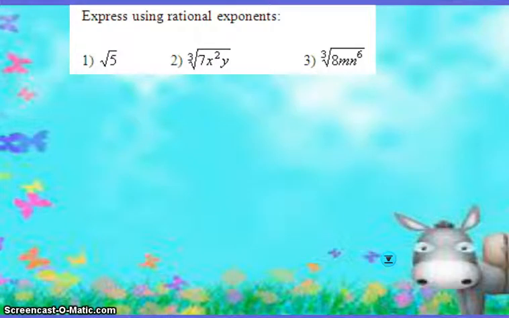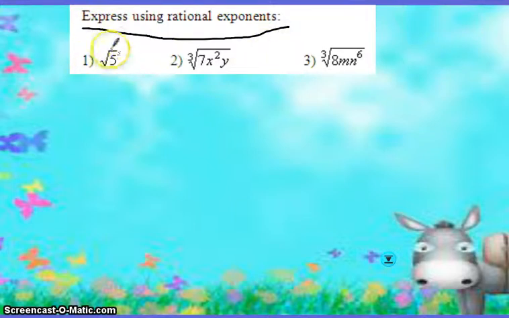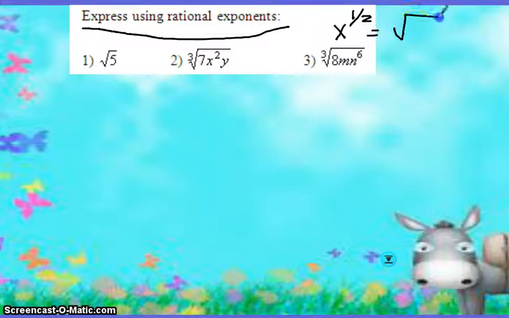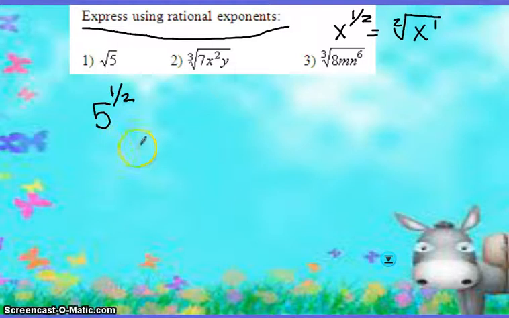Now, rational exponents can go the other way. If your directions say express using rational exponents, we're going to go from a radical to an exponent. So, the square root of 5. Again, I always write up here on the corner of my paper, x to the 1/2 is the square root of x. So I know I can take my radicand 5, and in this case, square root is just to the 1/2. That's all I'm asking you to do, is to take it from radical form to rational exponent form.